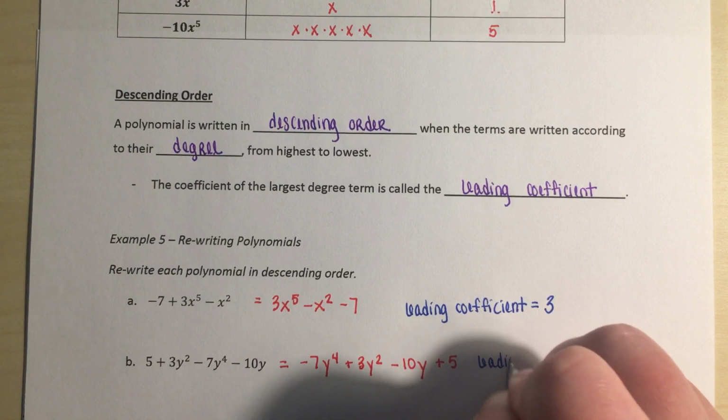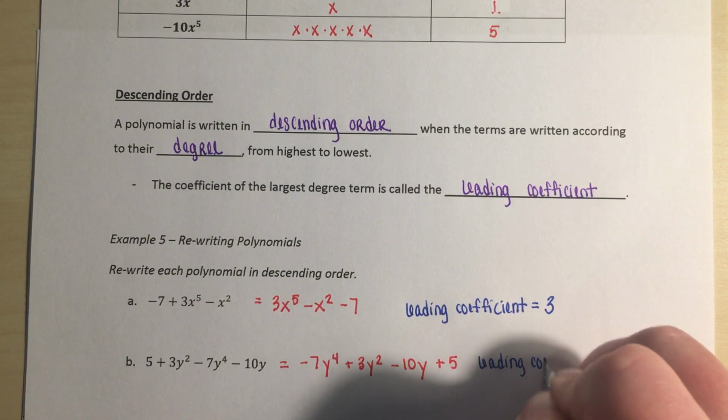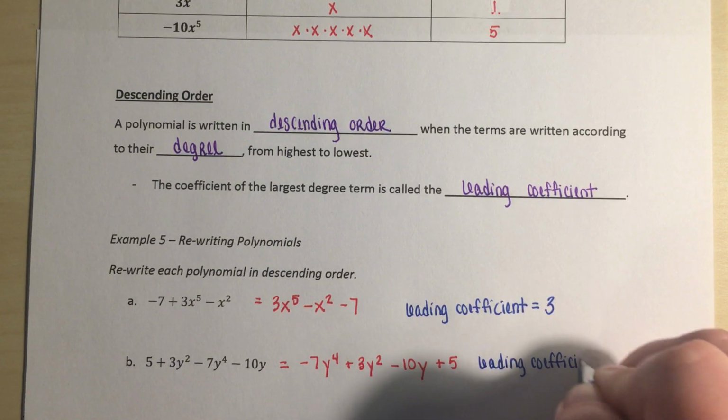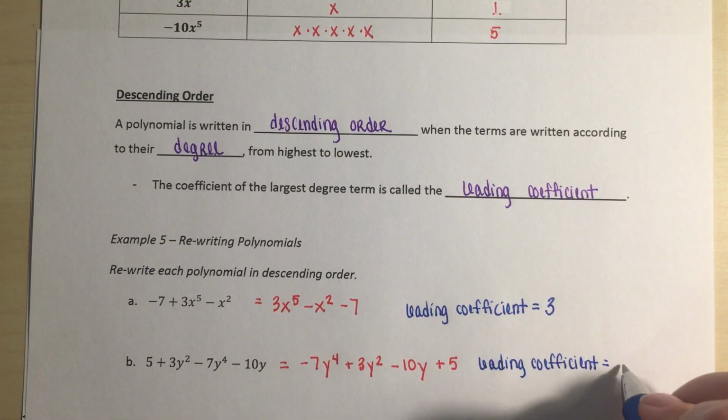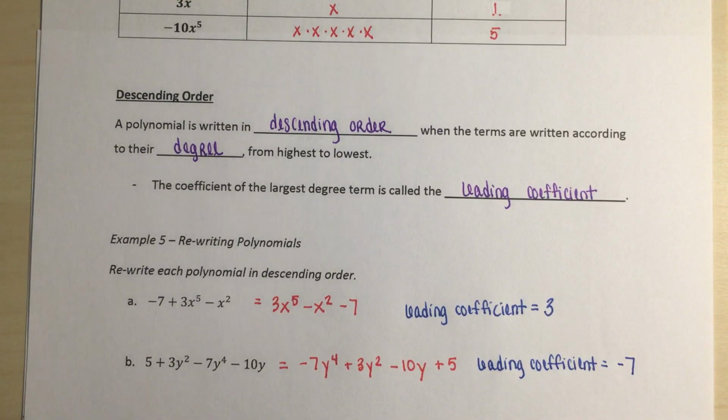In this case, our leading coefficient, right, is attached to our y to the fourth term. That is our -7. Right?